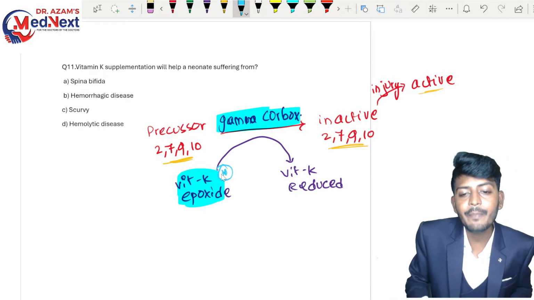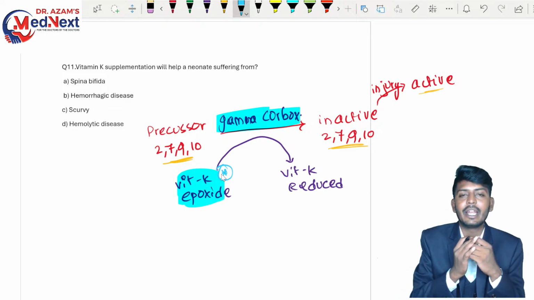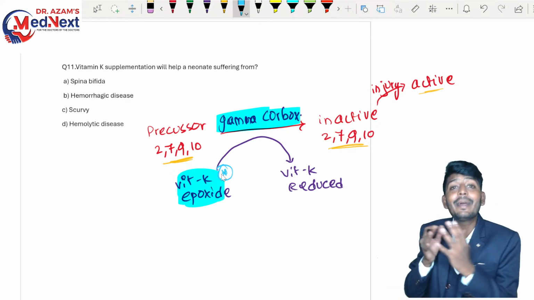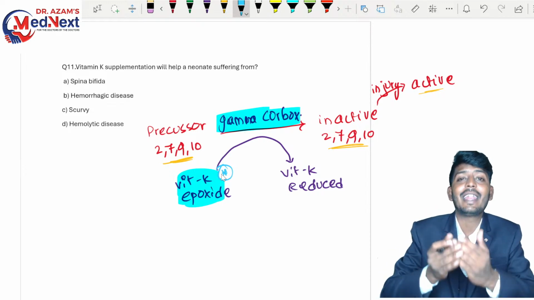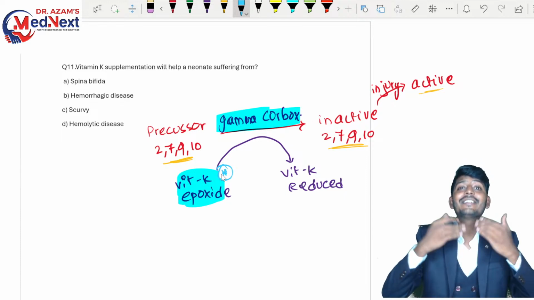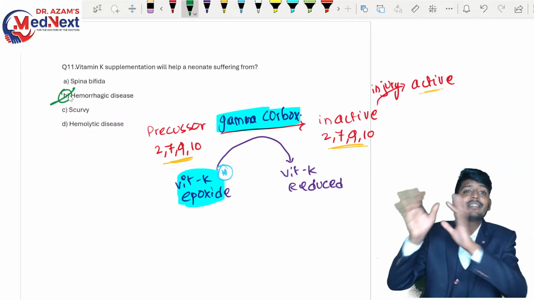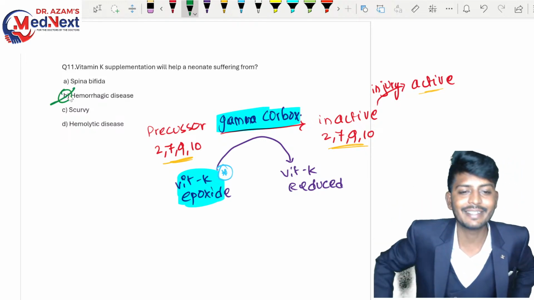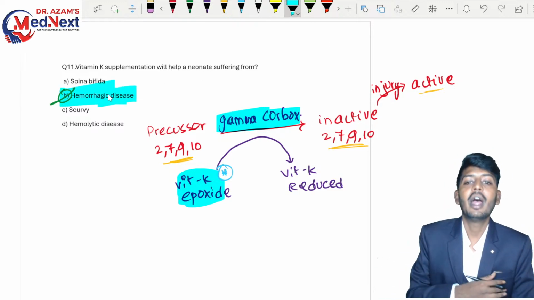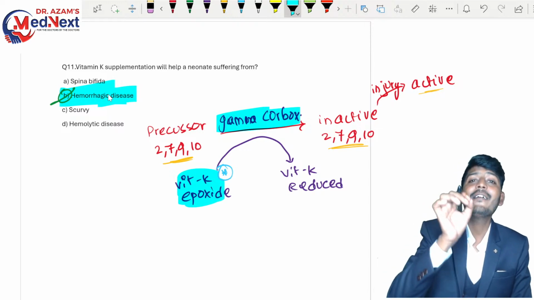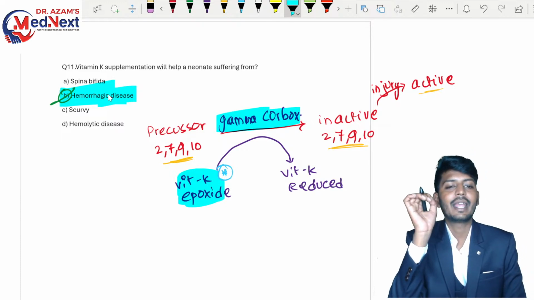किस पे dependent होता है? Vitamin K. So if at all you don't give vitamin K to any newborn, 2, 7, 9, 10 बनेगा कि नहीं बनेगा? अब बताओ बच्चों. हाँ, नहीं बनेगा. If there is no formation of 2, 7, 9, 10, automatically baby will have high chances of developing hemorrhagic disease of the newborn. क्या बनता है? Hemorrhagic disease of the newborn. तो the answer is going to be hemorrhagic disease of the newborn. So उसको prevent करने के लिए for every newborn we give vitamin K after birth.